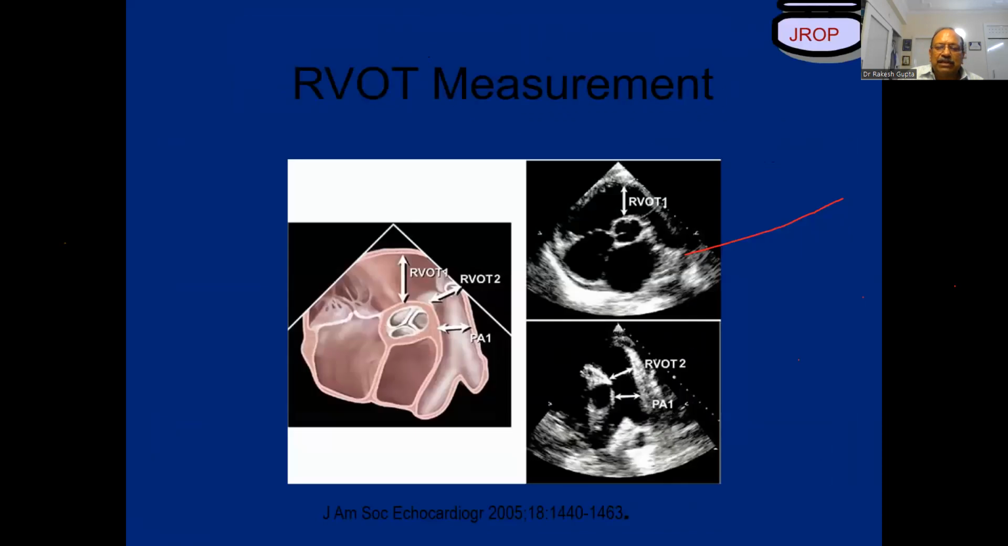Similarly, we look at the distal RVOT over here, and this distal RVOT almost corresponds to LVOT, because once you have the RVOT dimensions, you can calculate the stroke volume across RVOT in this patient. So we measure both: proximal RVOT, which tells you about dilatation, and distal RVOT, which helps you in calculating the stroke volume across the pulmonic valve.